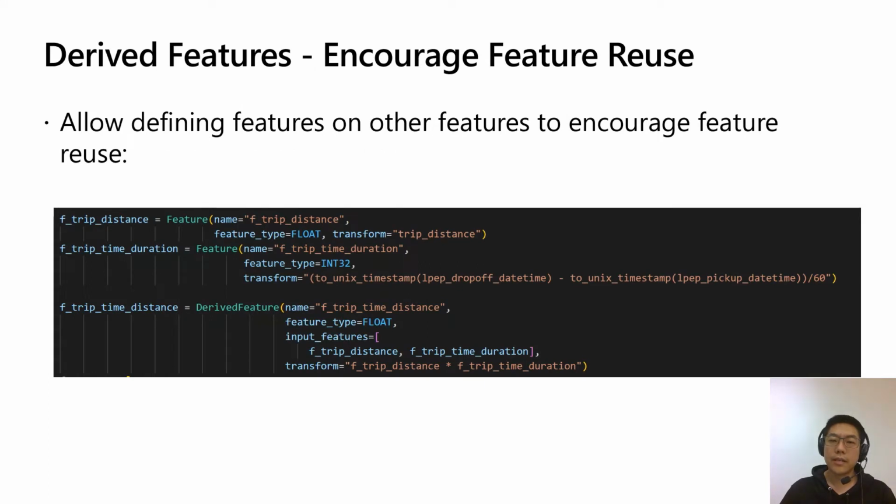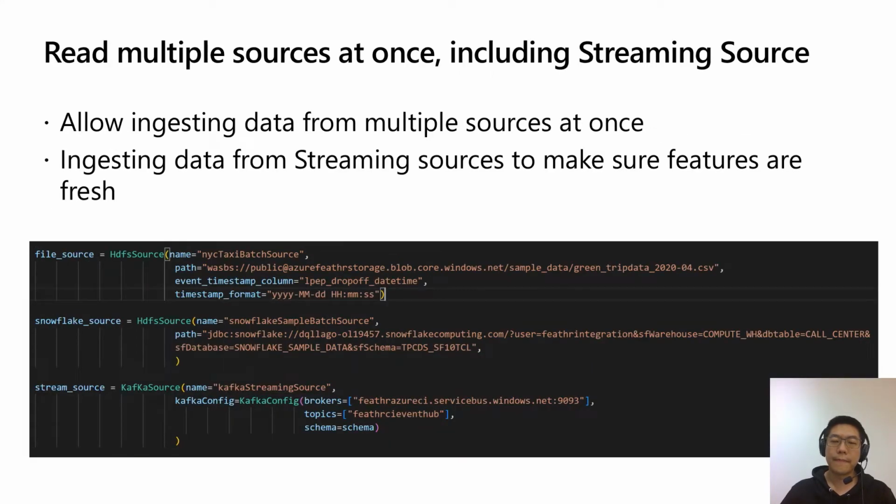Feathr also highly encourages feature reuse. One of the important things in Feathr is called derived features, which allows end users to build another feature on top of an existing feature, so that features can be reused across different organizations and different teams. Feathr also supports reading from multiple sources at once, including the stream source. For example, you can ingest data from an HDFS source, from Snowflake, or from Kafka.